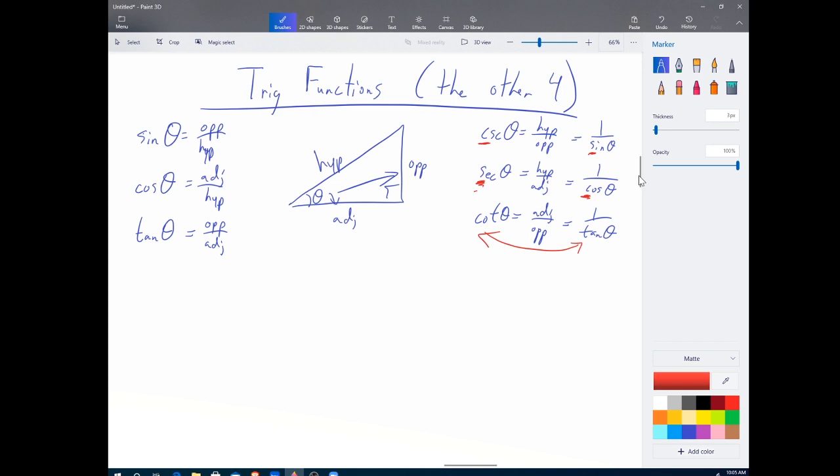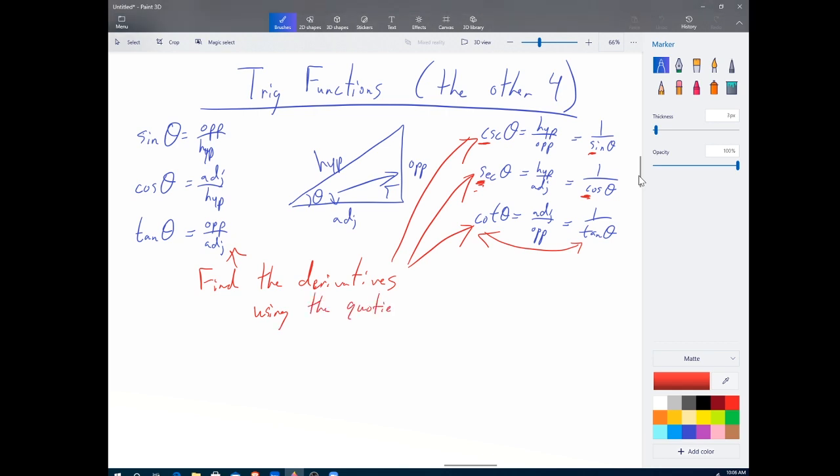What we're going to do is I'm going to find the derivatives of these 4 using the quotient rule.